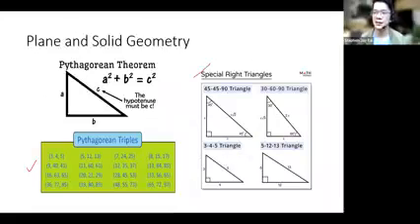And then the special right triangles, 45, 45, 90. So if your side is x, the hypotenuse would be x multiplied by square root of 2. For 30, 60, 90, the smaller side would be your x. To get the longer leg, that's multiplied by square root of 3. To get the hypotenuse, multiply by 2.